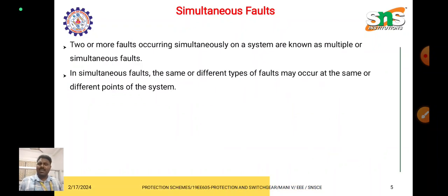Now, simultaneous fault. A simultaneous fault means two or more faults occur at the same time, like a line to ground fault as well as a line to line fault. So two or more types of fault occur instantly, simultaneously. This is called a simultaneous fault.